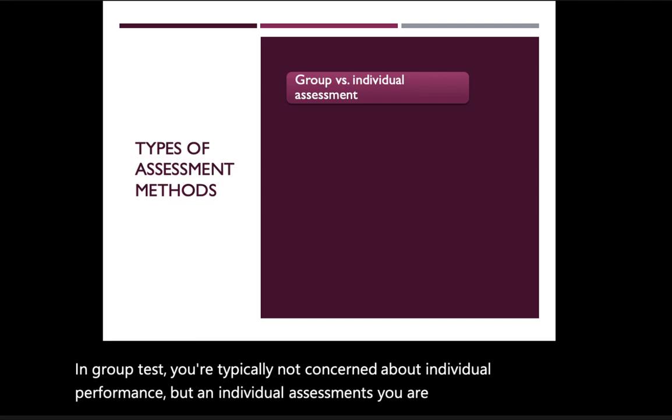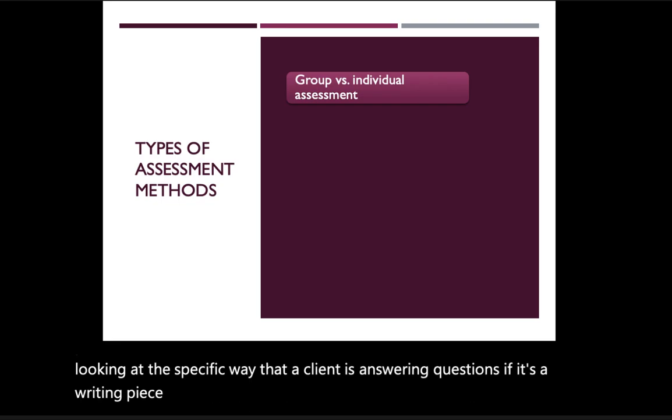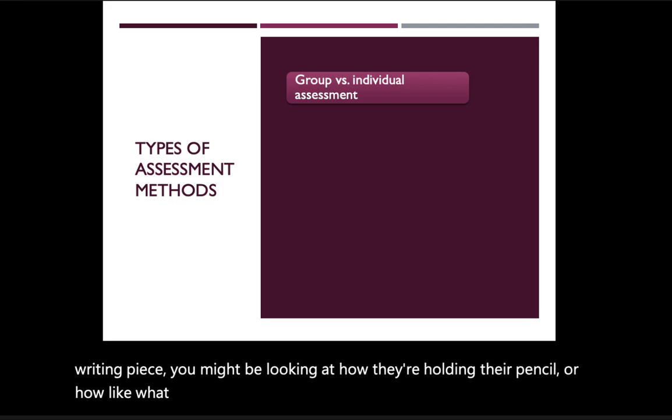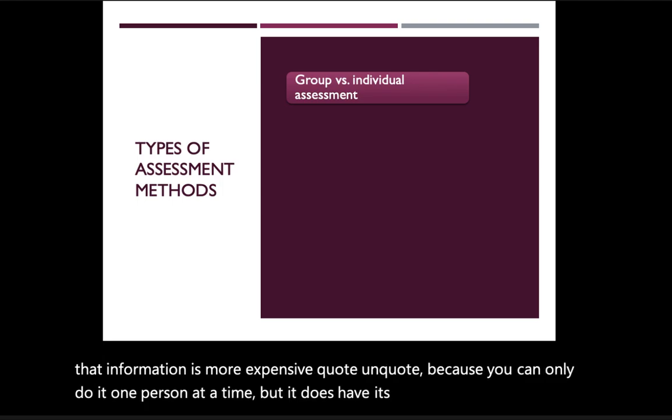You might be looking at the specific way that a client is answering questions. If it's a writing piece, you might be looking at how they're holding their pencil or what information they're paying attention to or tuning to. And that information is more expensive, quote unquote, because you can only do it one person at a time, but it does have its benefit if that is what is of importance to you.